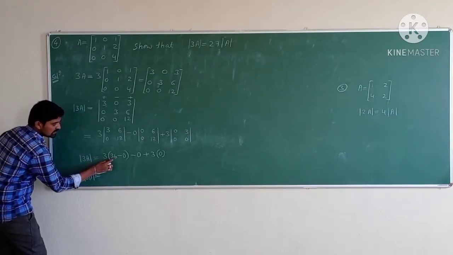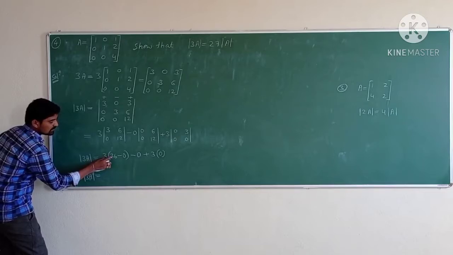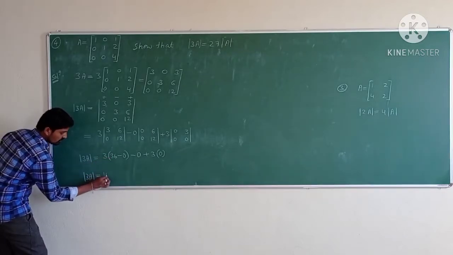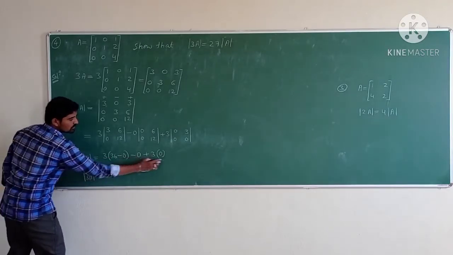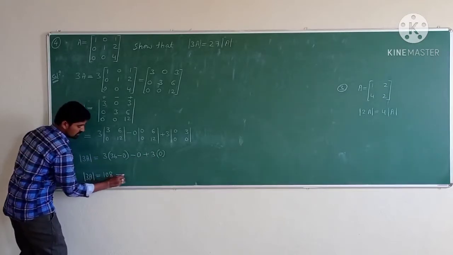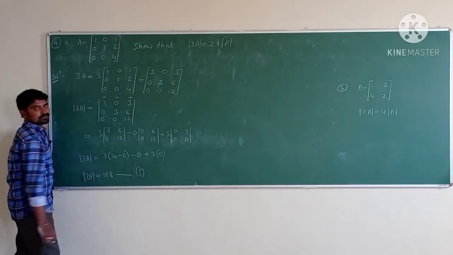So 3 6s are 18, 3 3s are 9, 9 plus 1 is 10, 1 carried gives 108. Call it equation number 1.